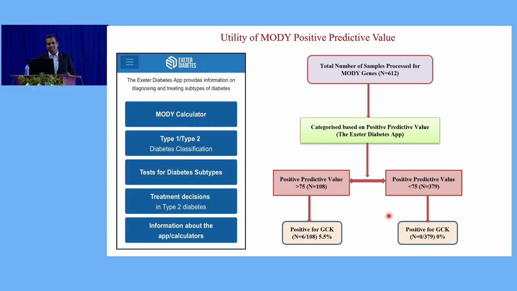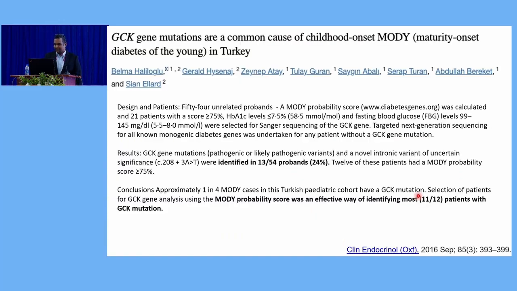And using this score, we classified our data and we looked at those who were above 75. There were around 108 patients who had a probability score above 75, and we found 6 out of 108 were positive. So meaning, by using this tool, even though GCK MODY is rare, you can still pick up GCK MODY in our country. And another interesting thing is none of those who were less than 55 were positive. This is also very interesting.